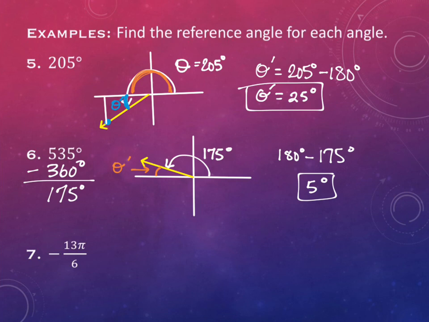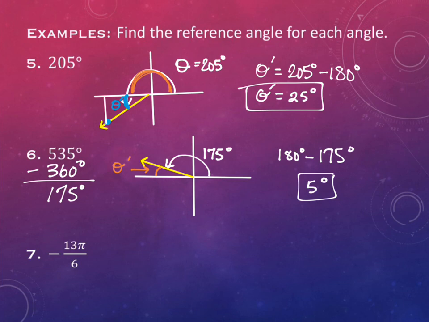Now on the last one, 13 pi over 6, you could change this into degrees if you wish. I'm not going to because I want you to see how to work with it in radians. What is the first thing that I would need to do with this one? Yeah, how come, Carson? Because it's over 360. So 2 pi is 360, so it's bigger than 2 pi.